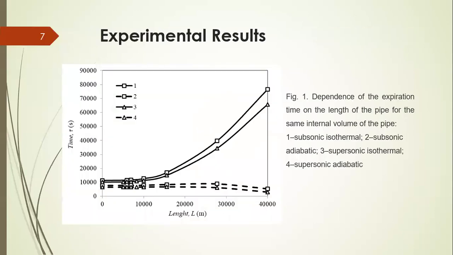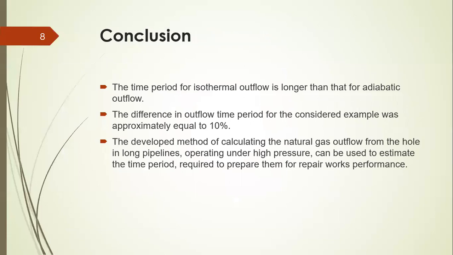The slide shows the dependence of the outflow time on the length of the pipe for the same internal volume of the pipe. The time period for isothermal outflow is longer than that for adiabatic outflow. The difference in outflow time period for the considered example was approximately equal to 10%.